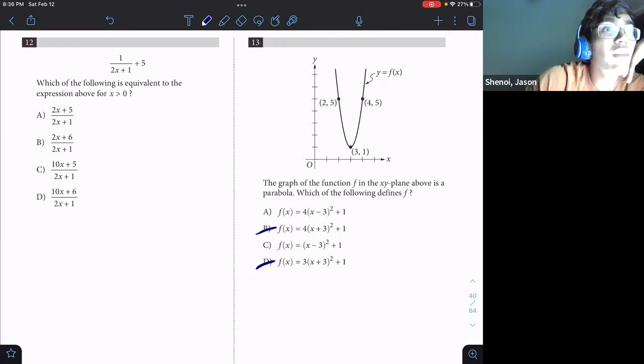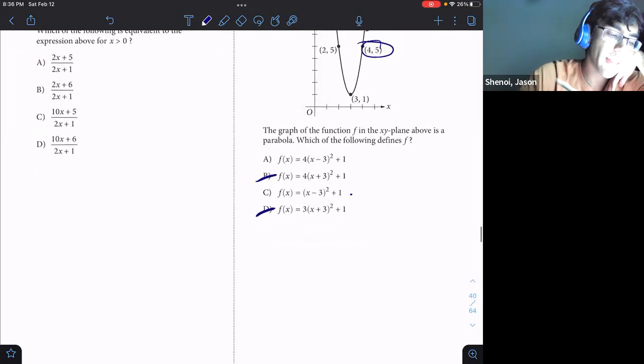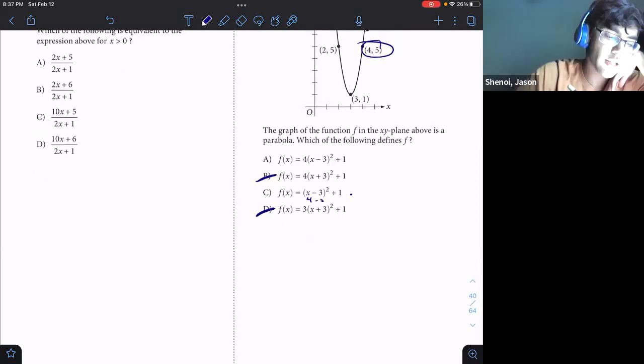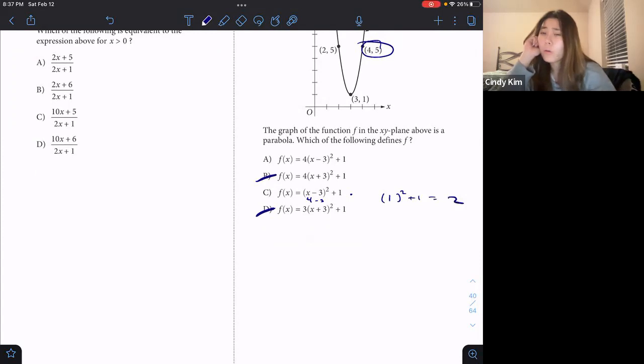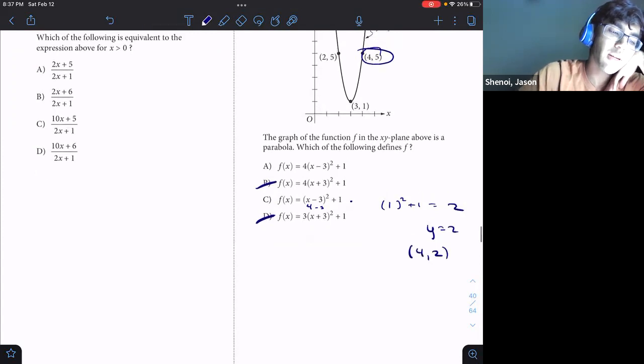Let's plug and chug then. If you don't think so, we gotta check, right? So if there's no stretch or compression, the answer is C. Let's take 4 and 5. If we plug that in here, x is 4 minus 3 is 1, squared plus 1 equals 2. So y is equal to 2. So what we should get is (4, 2). Is that what it gives us?